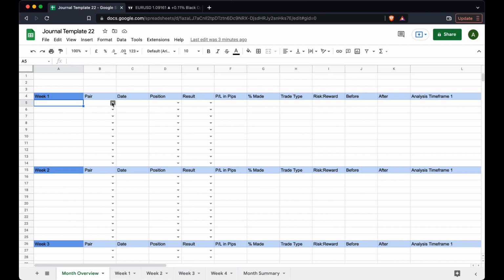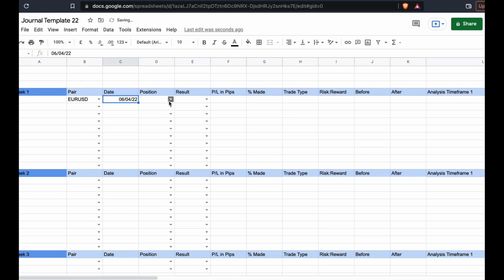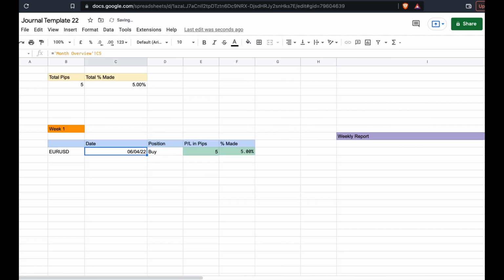So any information I fill out here, so let's say I put down EU, let's go today's date, let's go buy, let's say a win, say 5 pips, and let's say we make 5% or whatever. I'll come over here and it will copy out very nicely. And what it does is it fills out all this information, which is awesome.